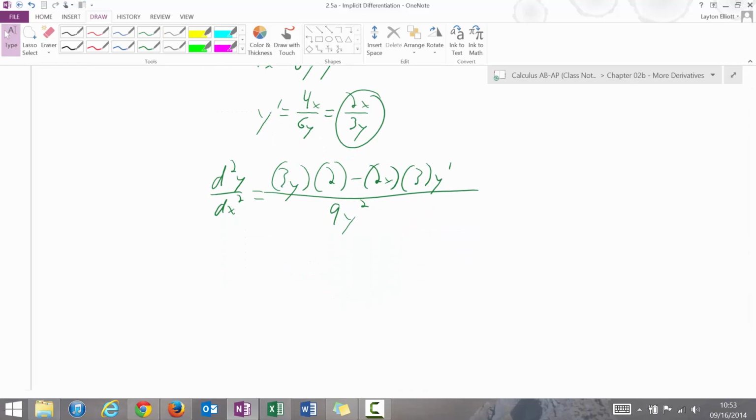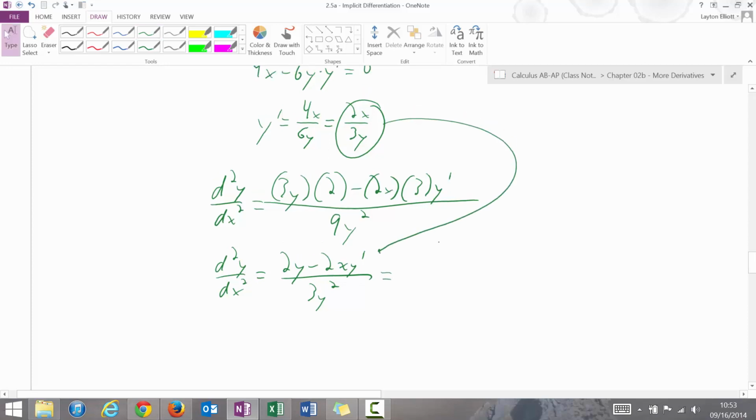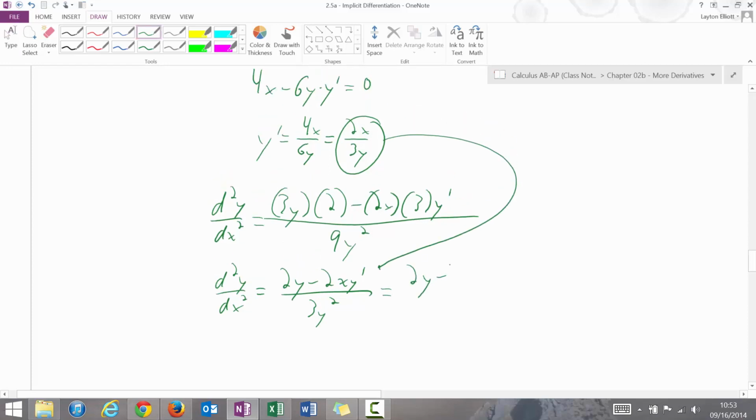squared. You can probably look, and I like to look and try to clean this up before we do anything else with it. So I've got d squared y over dx squared is equal to, I can divide a 3 out of everything and just make this 2y minus 2x y prime over 3y squared. Now, I really don't want to keep the y prime in there, so what I'm going to do is substitute this in for y prime. 2y minus 2x, then I have 2x over 3y over 3y squared.